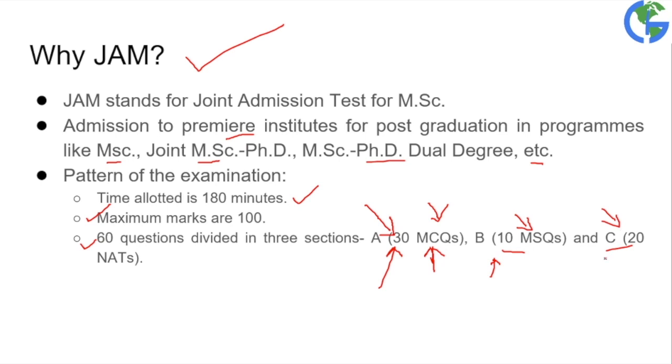And section C is numerical answer type, in which you have to submit your answer using a virtual keyboard provided on your screens. Again, there is no partial or negative marking in section C. So you see, 30 questions out of 60, 50% of the questions, do not contain partial or negative marking. That's a very good and important point for you, right? So the pattern of the examination is simple.